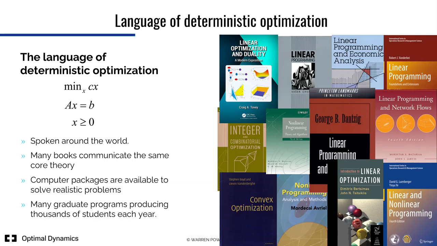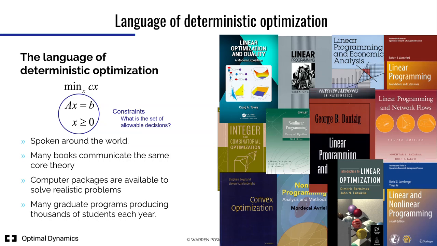All of this is using a language of deterministic optimization where X is one or more decision variables. Cx, we have an objective function that we're trying to minimize or maximize. And then we have a set of equations that determines what are the feasible values of X. What's the set of allowable decisions?